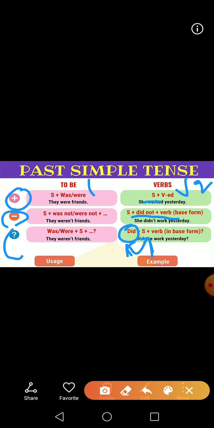But if I use the verb be, I have to start the sentence with the subject plus was or were. If it's negative, wasn't, weren't. If it's a question, we switch.